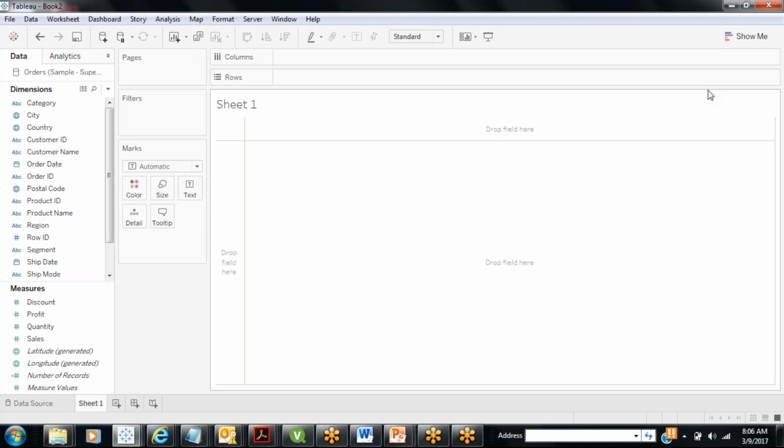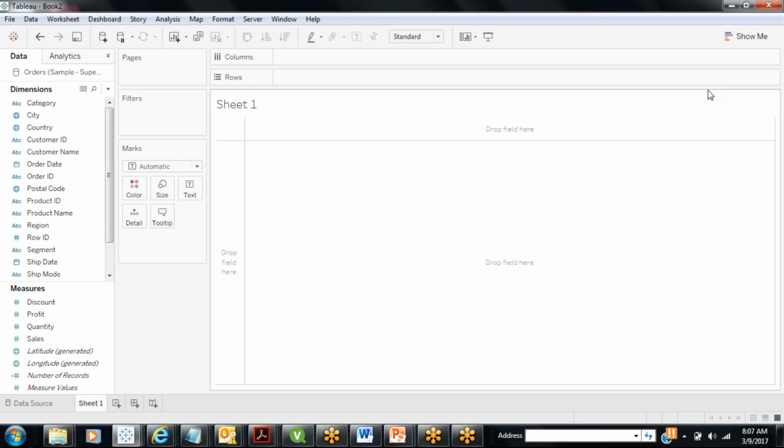So running total means RUNNING_SUM of sales. And the difference means your current row minus previous row. So sum of sales minus LOOKUP of sum of sales, comma, minus 1. But when you have null values, I want to display that as 0. So I will take it as ZN sum of sales minus LOOKUP of ZN sum of sales, comma, minus 1.